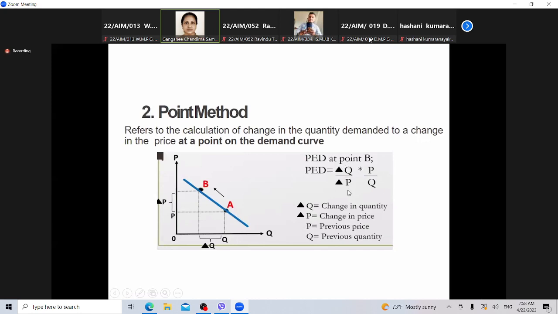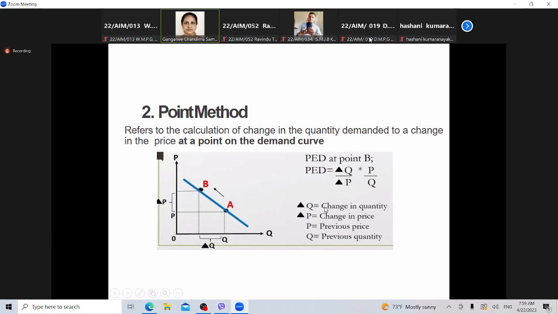The final equation we got for the percentage method. For the point method, two points we have taken and we put the equation. Hope you have all written the equation: delta Q divided by delta P multiplied by P divided by Q. So write the explanation as well. Delta Q means change in quantity. Delta P means change in price. P is the previous price, remember, not the recent price. Q is also the previous quantity.